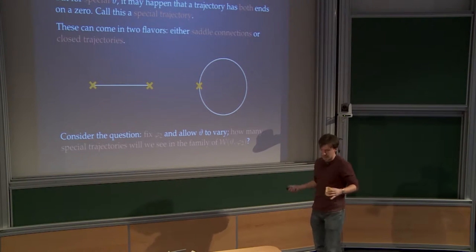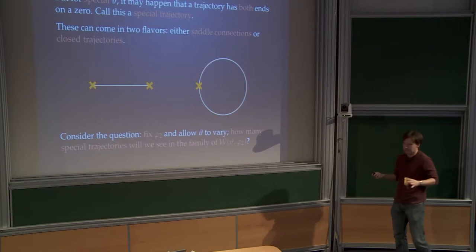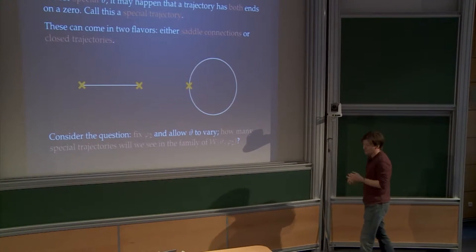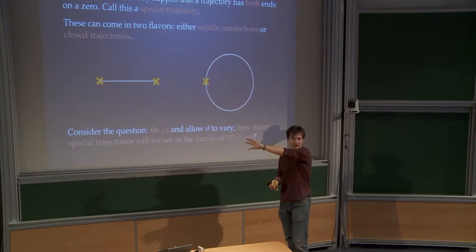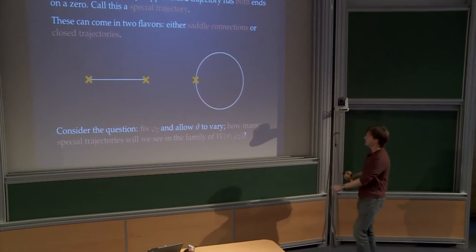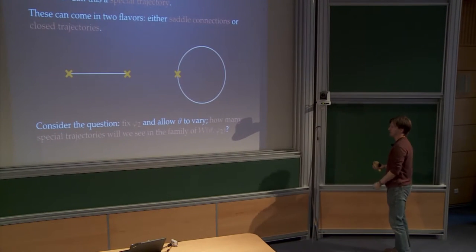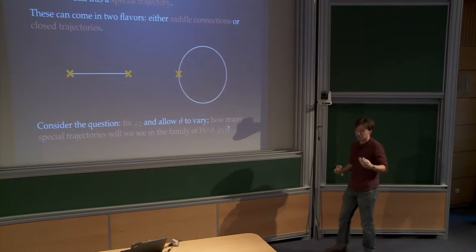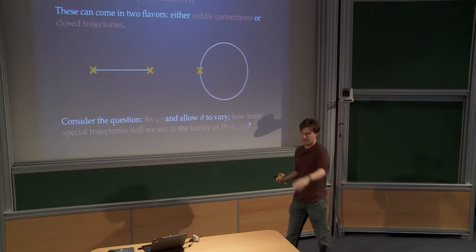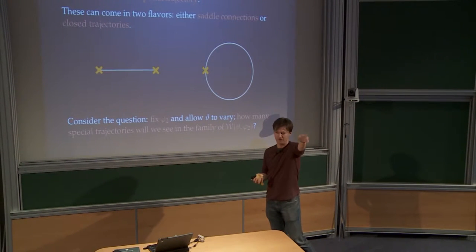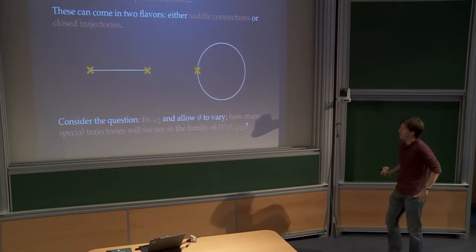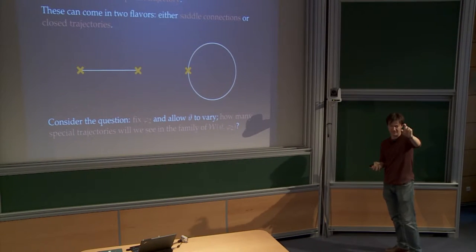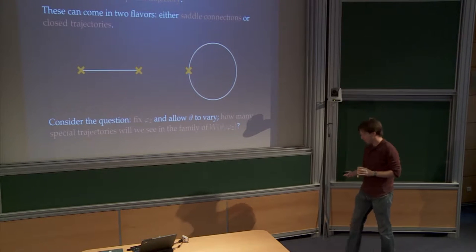Okay, so now we can formulate a question. Suppose I now fix my quadratic differential, and I allow this phase parameter to vary. Then the course question you could ask is, how many special trajectories will we see? So I vary theta from zero to pi. How many times will this picture jump? How many times will I see a special trajectory appear?